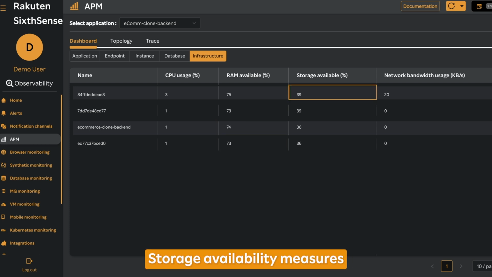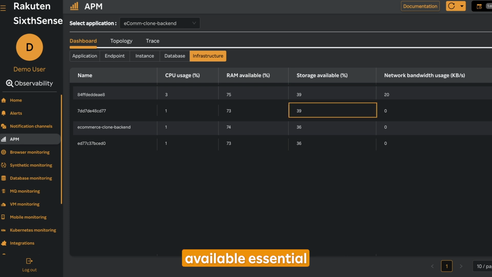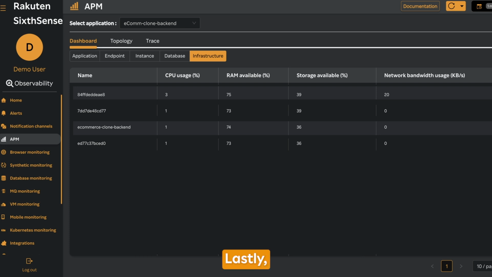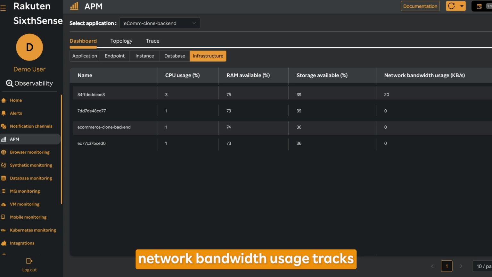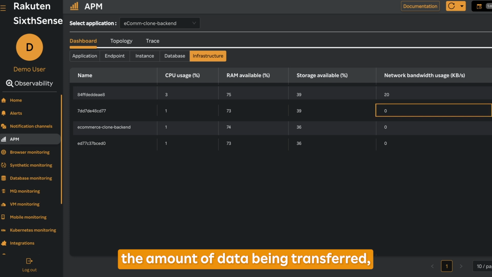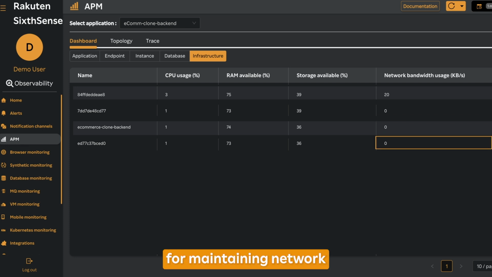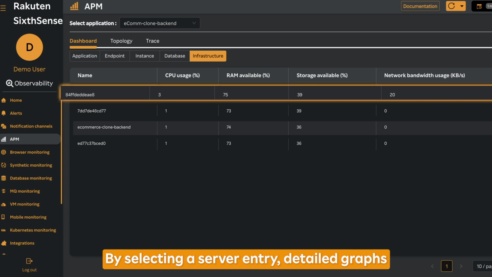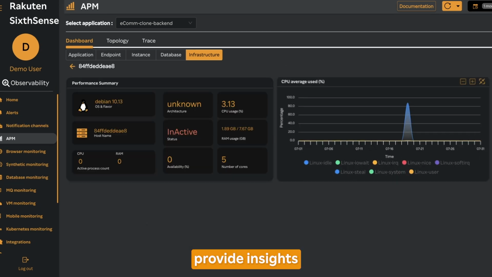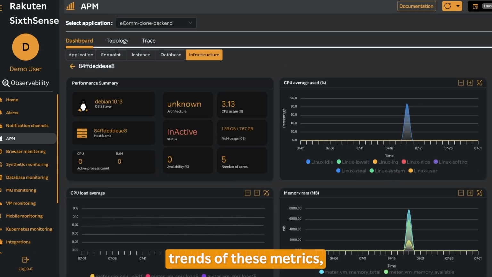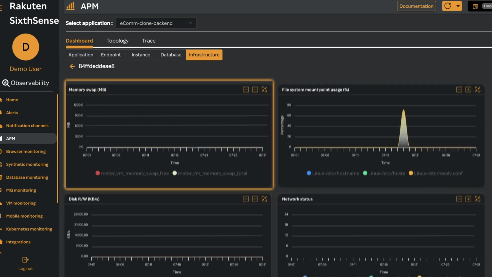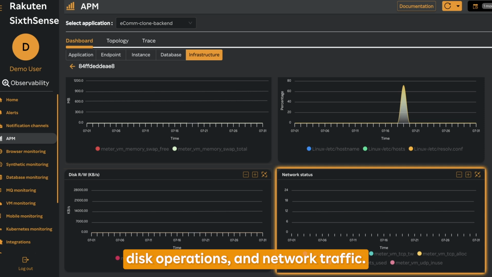Storage availability measures the percentage of disk space available, essential for ensuring sufficient data storage capacity without risking system efficiency. Lastly, network bandwidth usage tracks the amount of data being transferred, which is crucial for maintaining network performance under varying loads. By selecting a server entry, detailed graphs provide insights into the performance trends of these metrics, including real-time CPU load, memory usage, disk operations, and network traffic.